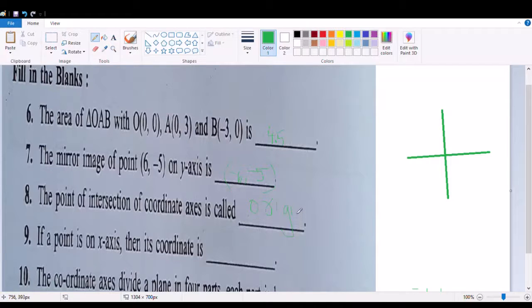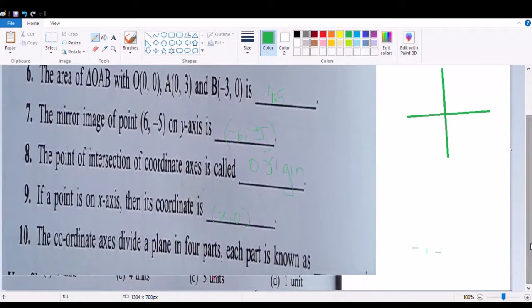The next question is: if a point is on the x-axis, then its coordinate is, a point on the x-axis means on this axis, then its coordinate is of the form what you already know. What is the form? (x, 0), where x is any number and the y-coordinate is always 0. Clear? Then we will move to the next question.